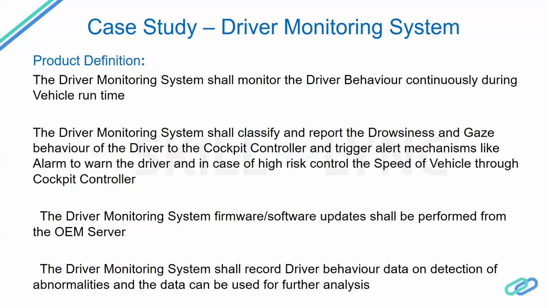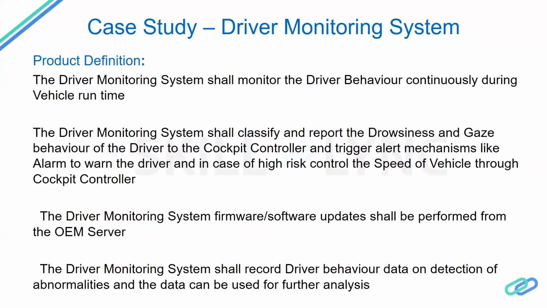The driver monitoring system shall classify and report the drowsiness and gaze behavior. Drowsiness is a measure of the lack of alertness of the driver, so that the system slows down the vehicle if he is very drowsy and there's a possibility of an accident, or in case he is mildly drowsy, the vehicle will give a beep to make sure that the driver is being alerted.